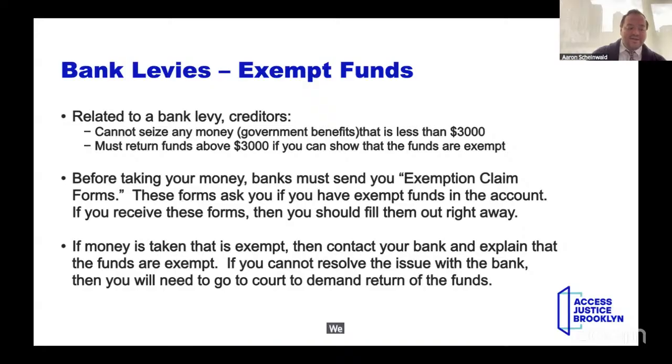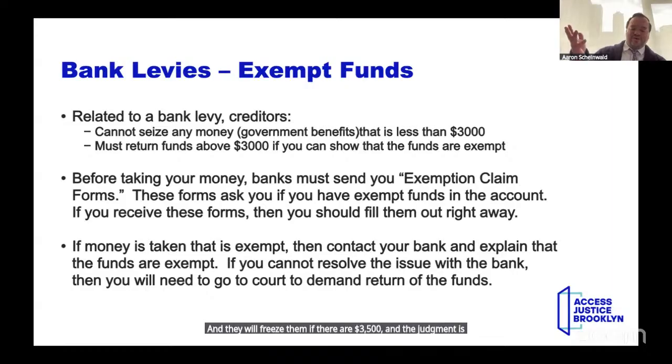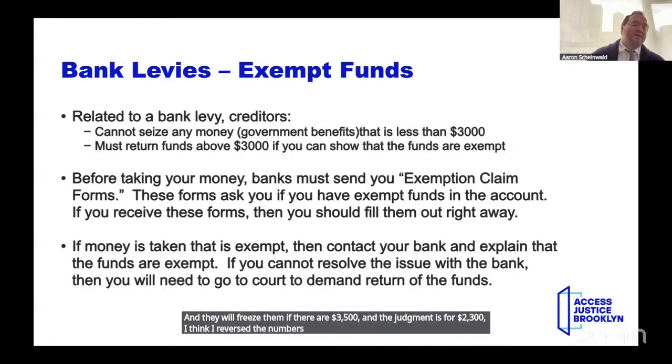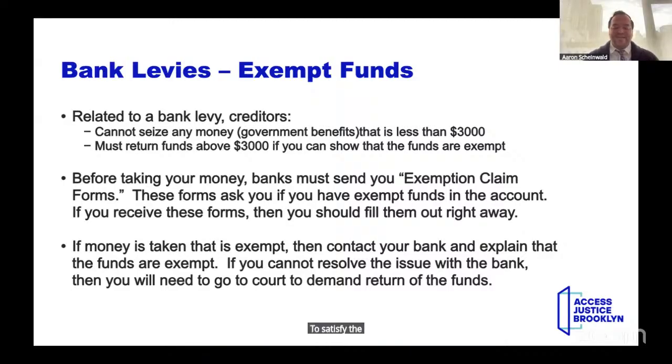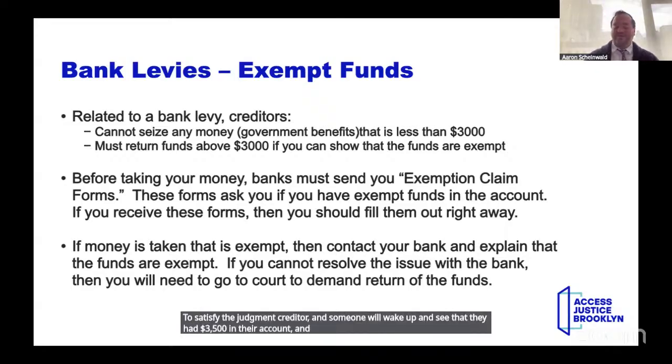We do see on occasion banks just freeze accounts, and they will freeze them if there are $3,500 and the judgment is for $2,300. I think I reversed the numbers for my example. And so if the judgment is $2,300, what they'll do is they'll freeze double the amount to ensure that they have frozen enough money to satisfy the judgment creditor, and someone will wake up and see that they had $3,500 in their account and there's a freeze for $4,600 and they have negative $1,100 in their bank account. And they will think that all of that money is gone. That is not really what has happened.